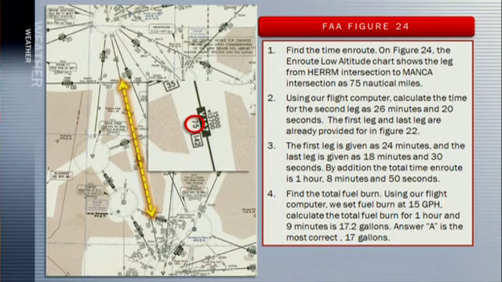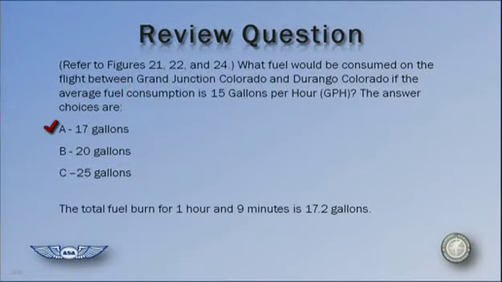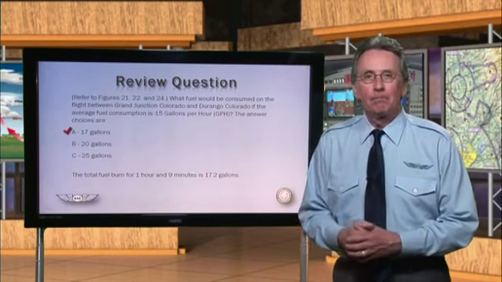Now, find the total fuel burn. Using our flight computer, we set fuel burn at 15 gallons per hour. Calculate the total fuel burn for 1 hour and 9 minutes as 17.2 gallons. The answer, of course, is A, as most correct. The total fuel burn for 1 hour and 9 minutes is 17.2 gallons.